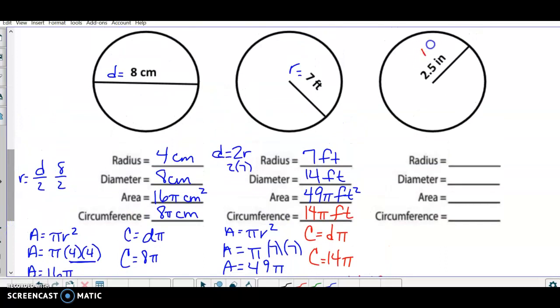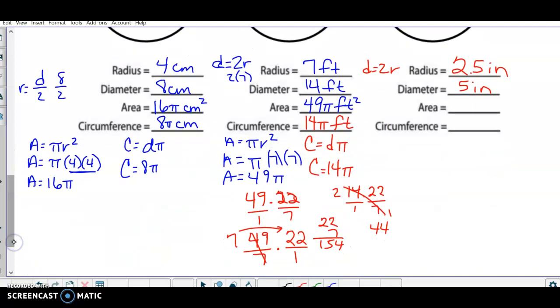So now we have a radius that's a decimal. So the radius is 2.5 inches. So again, diameter is going to be 2 times that. So 2 times 2.5 is 5, or 5 inches, excuse me. So for our area, pi r squared, we're going to leave pi as a symbol. We're going to have to do 2.5 times 2.5.